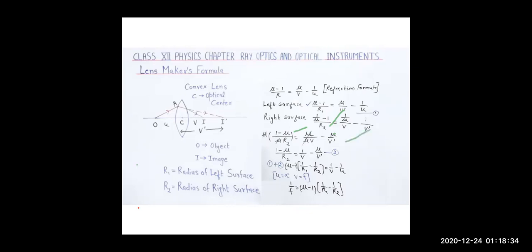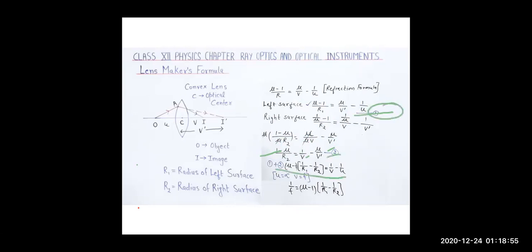Now what we are doing, we are multiplying by mu. We multiply with mu, here mu will cancel, here mu will cancel, and here mu comes, right? And if you simplify then you will get (1 minus mu) by R2 equals 1 by v minus mu upon v'. Now this is your equation number 1, this is equation number 2.